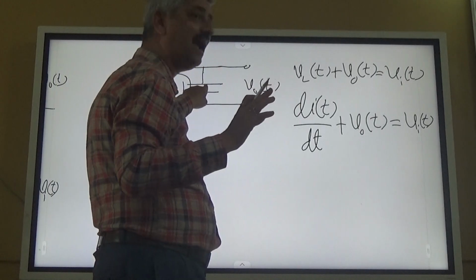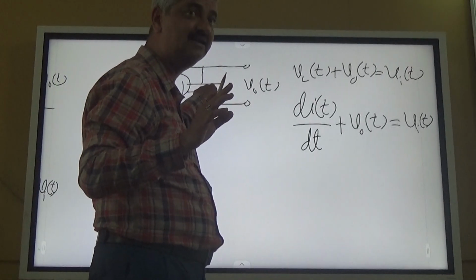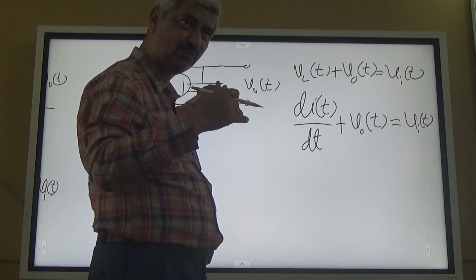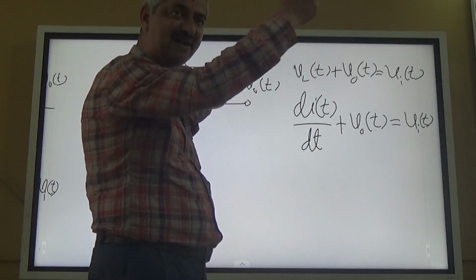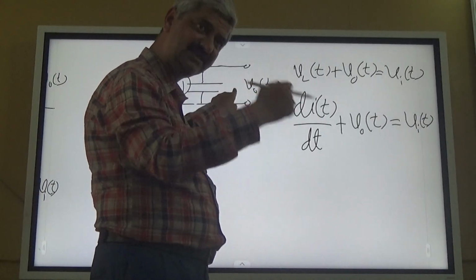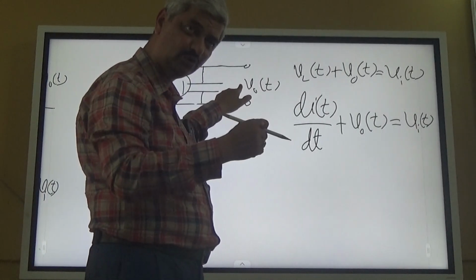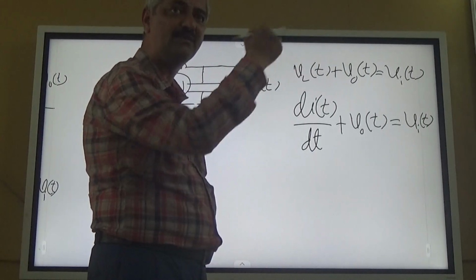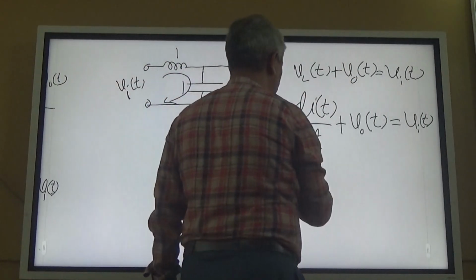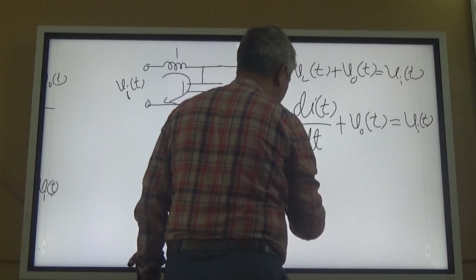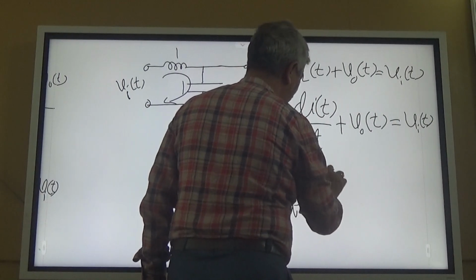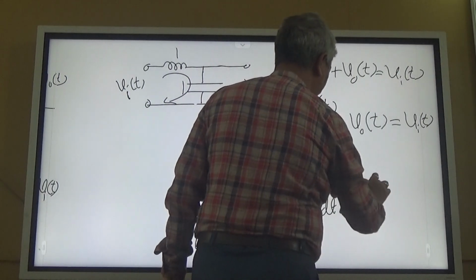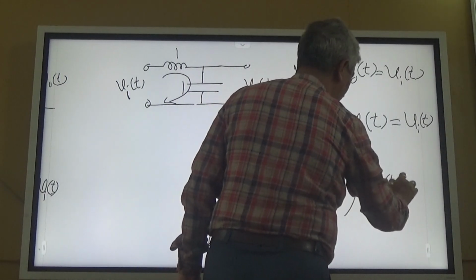For a capacitor, i_C(t) is equal to C dV_C(t)/dt. Here i_C equals i, so i(t) equals C dV_C/dt, with C equal to 1 and V_C equal to V_O. So i(t) equals dV_O(t)/dt. So I put that: d/dt of dV_O(t)/dt plus V_O(t) equal to V_in(t).